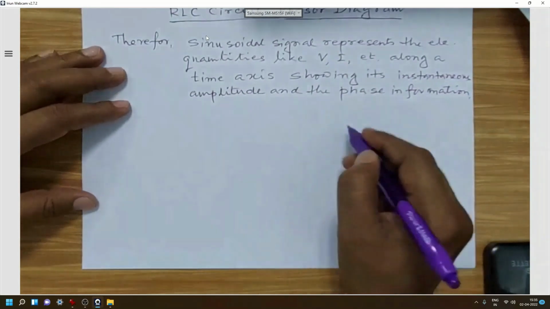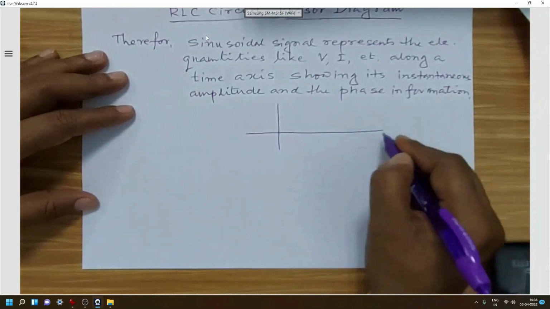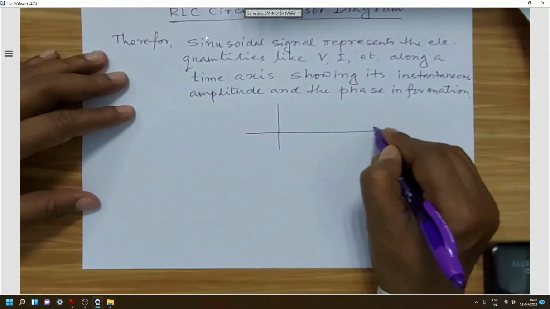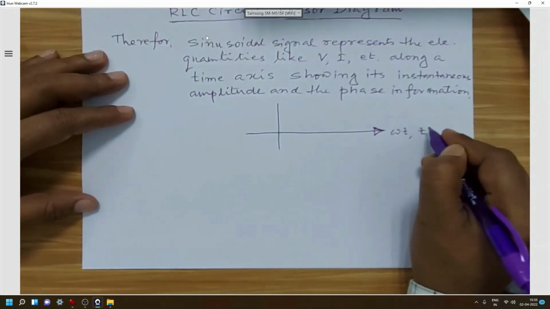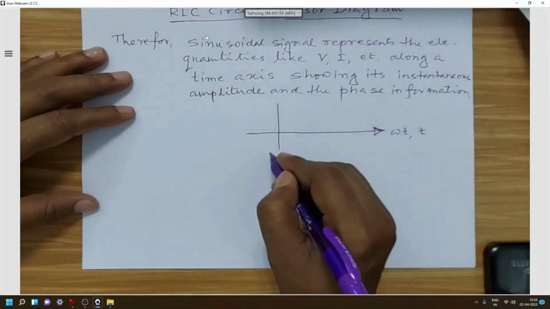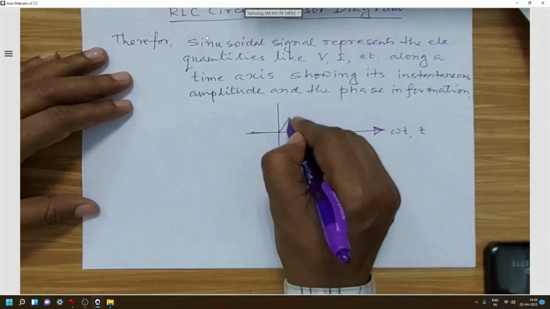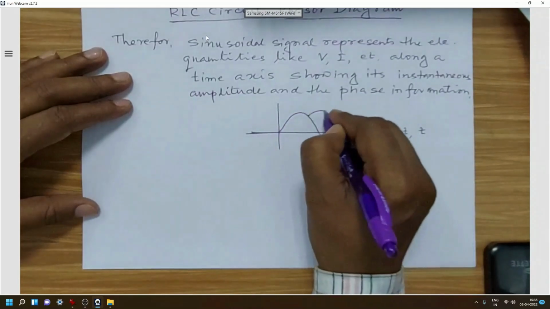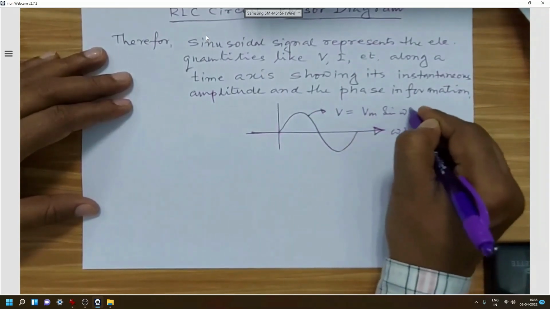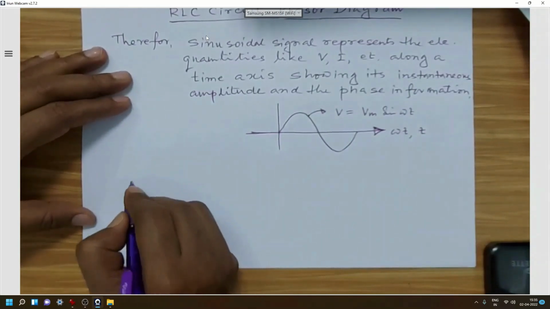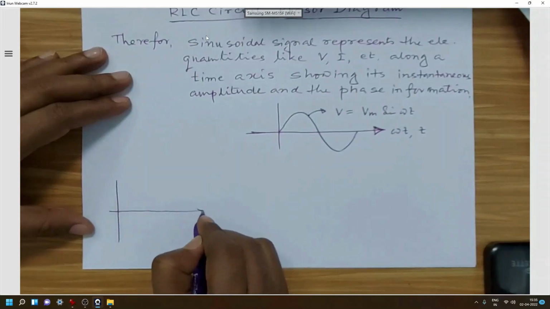So, for any sinusoidal wave, we will have one time axis or omega t axis. So we can tell it omega t axis, or we can convert it to the time axis. So we can get a signal as V equal to Vm sine omega t. Now the axis can be taken as per our requirement or convenience.